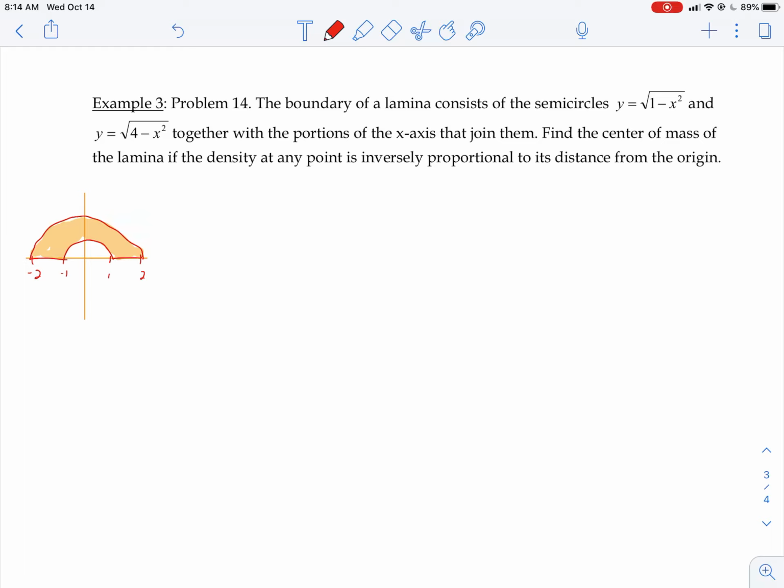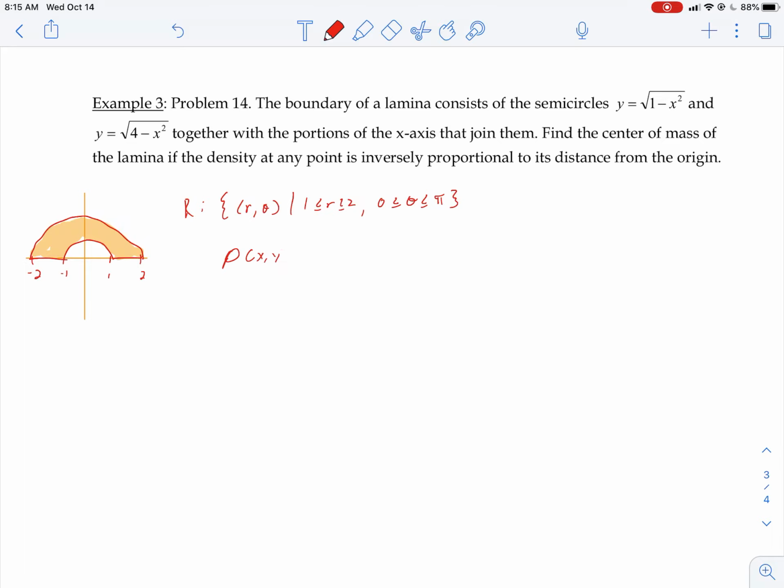All right, and now it looks like what I should use is polar coordinates. So I'm going to define my region R using polar coordinates, r and theta, where r is between 1 and 2, and theta, since we're doing a semicircle, is between 0 and pi.